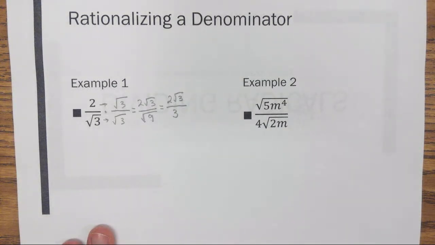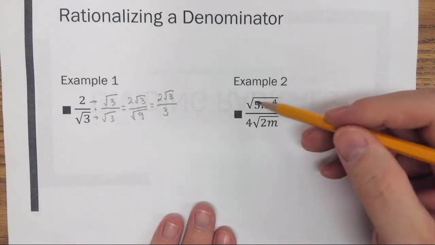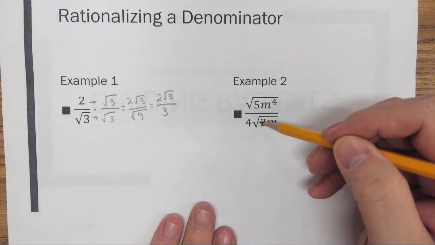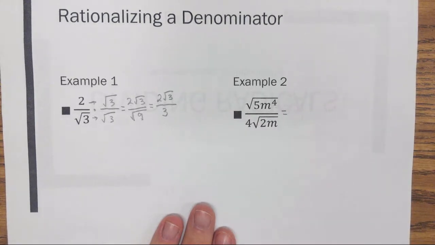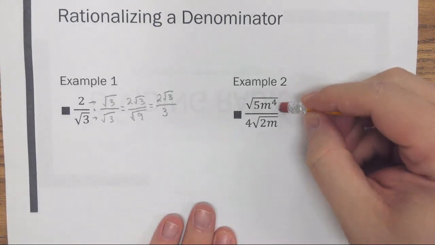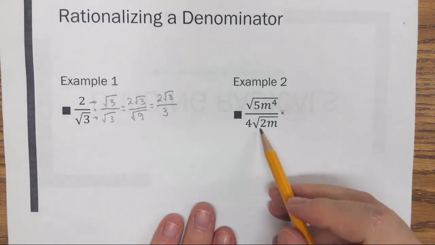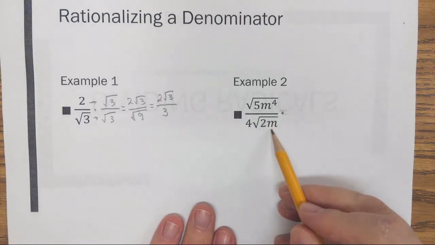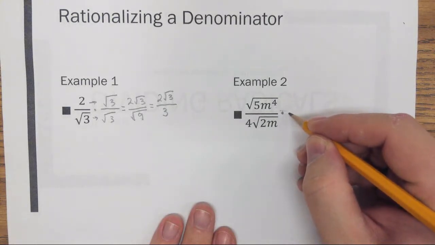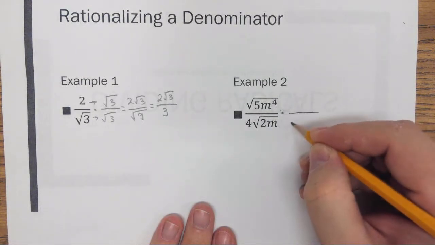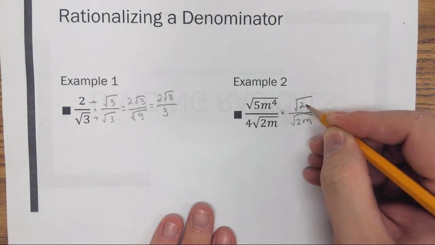Okay. Let's do another one. This one's slightly more complicated. This is radical 5m to the 4th divided by 4 radical 2m. No, I don't want to write equals yet. I want to multiply this, and I want to multiply it by whatever is underneath the radical. Whatever this radical is, I'm going to multiply that in the denominator. So I'm going to multiply this by radical 2m, top and bottom, radical 2m.